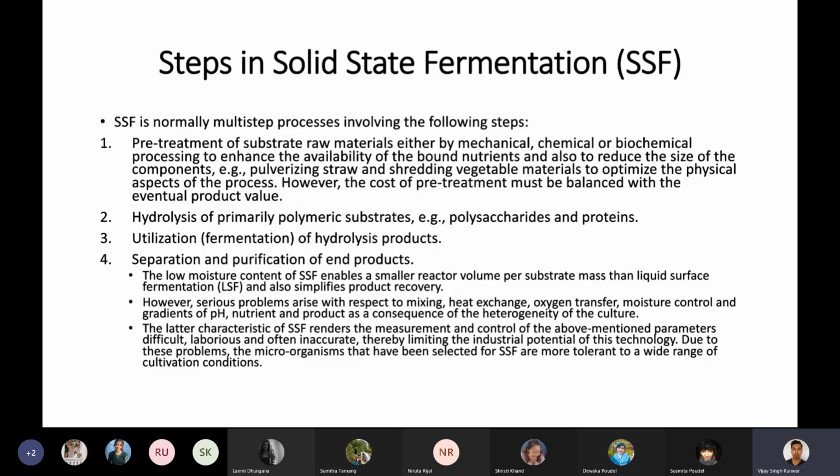So the later characteristics of solid state fermentation renders the measurement and control of the above parameters difficult, laborious, and often inaccurate, thereby limiting the industrial potential of this technology. So these are major hindering factors. That's why adoption is still difficult at industrial scale. There is renewed interest, but it's very difficult. Due to these problems, the microorganisms that have been selected for the SSF are more tolerant to a wide range of cultivation conditions. So, limited industrial applications are also used by solid state fermentation.